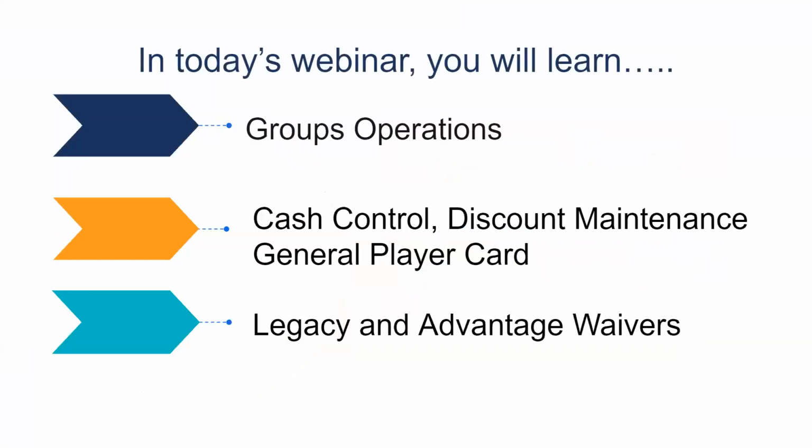Today we're going to be trying to cover groups. We're going to see if we can cover groups and how to properly book parties and book events, and so on, how to refund it, and how to manage your groups. We're also going to look at cash control, discount maintenance, general player cards, and we can get to your legacy and advantage waivers. We're going to talk about those as well.